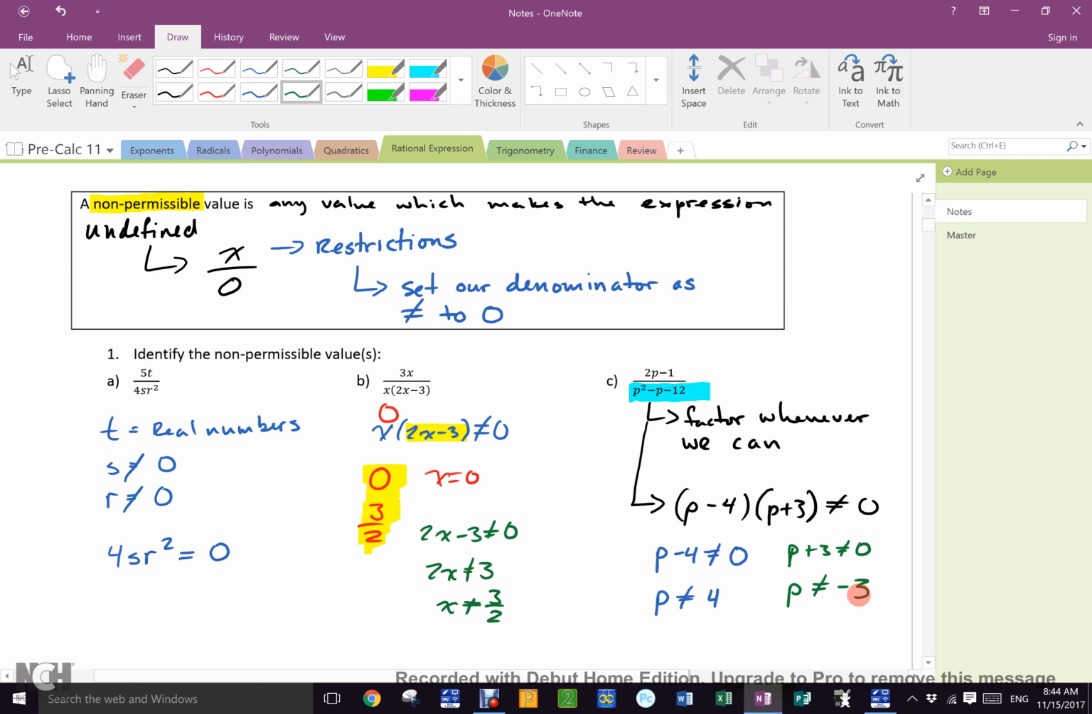Okay? All of which you have actually already seen before, except here, up until now, we've been setting equal to 0 to find the roots of quadratics, haven't we? But now, we don't want to equal 0 because we can't have 0 on the bottom. Everybody good? All right.